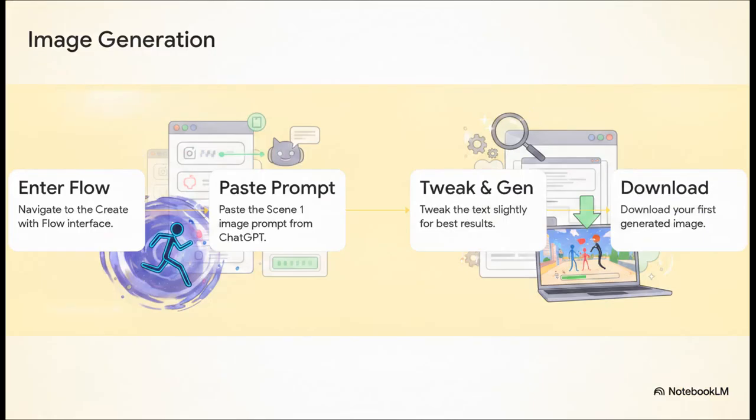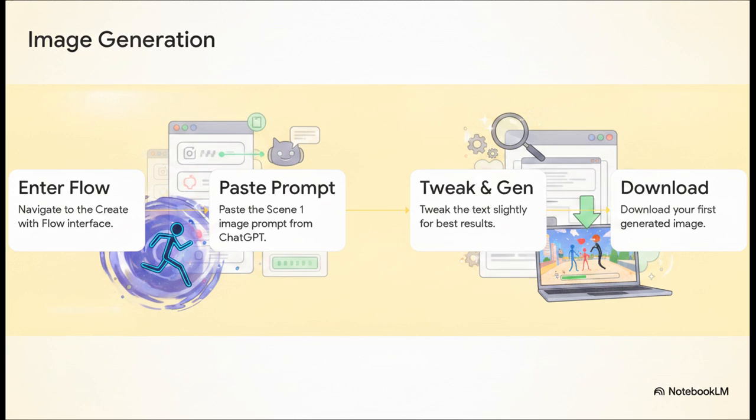All right, this is where the magic happens, and we start generating our actual visual assets using the Create with Flow interface. Here are the precise steps for your very first scene. Step 1, enter Flow. Step 2, pop back over to your ChatGPT tab, copy the Scene 1 image prompt it made for you, and paste it right into Flow.